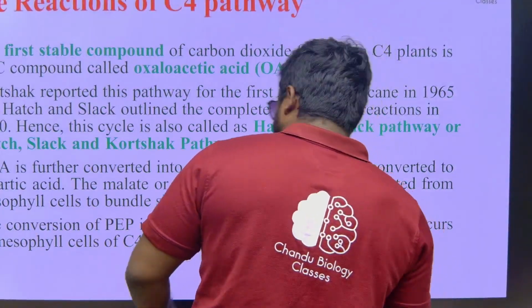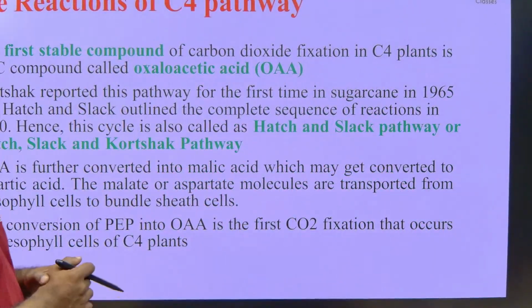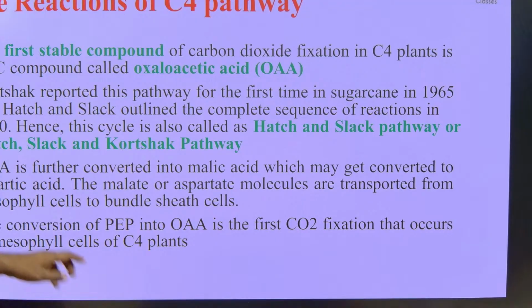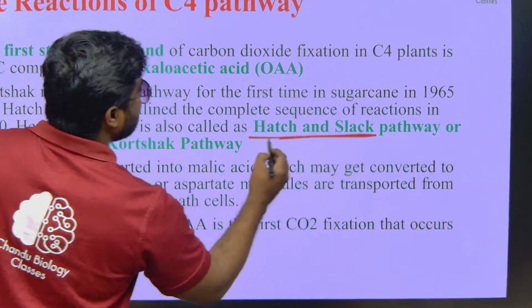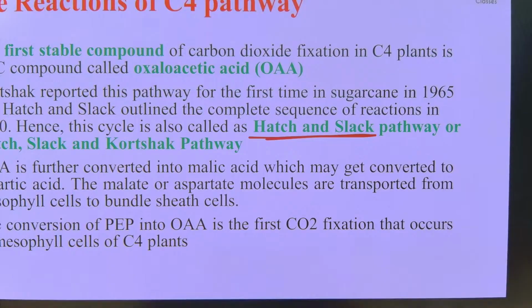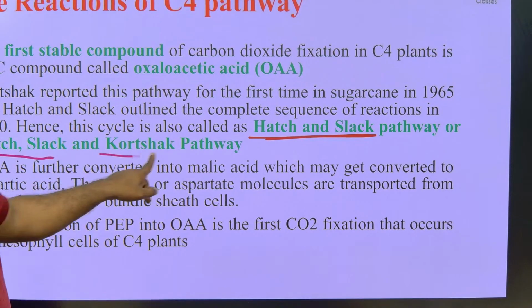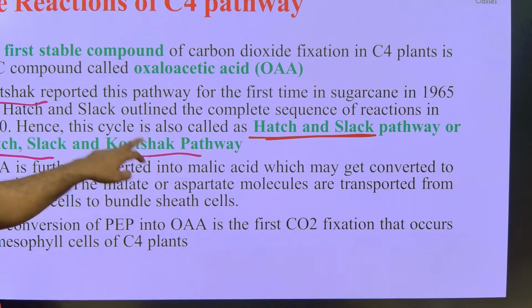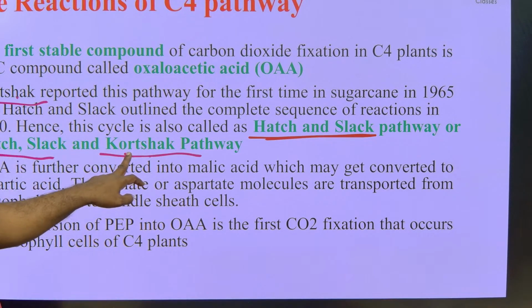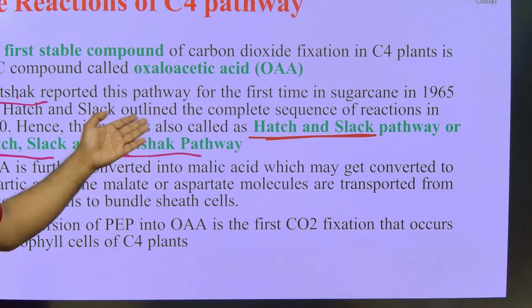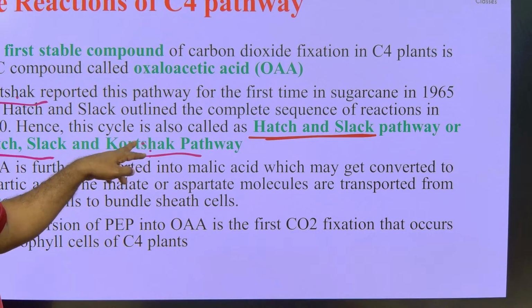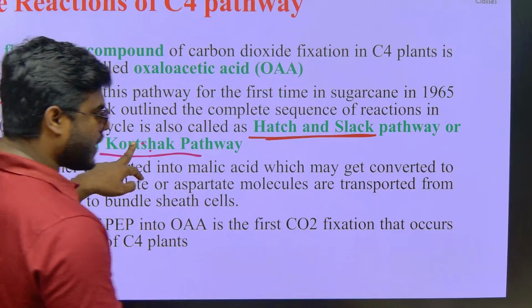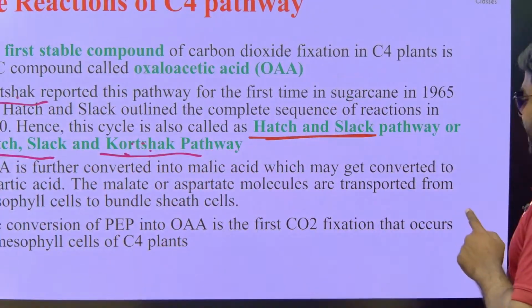So friends, the C3 cycle was proposed by whom? Melvin Calvin. Correct. Now the C4 cycle was proposed by Hatch and Slack. That's why this pathway is called the Hatch, Slack and Kortschak pathway. Three scientists. They won't ask, but you try to remember. See, before 2022, the question paper was very easy. Sometimes they used to ask questions directly on the names of scientists. But nowadays the question paper has been completely upgraded.